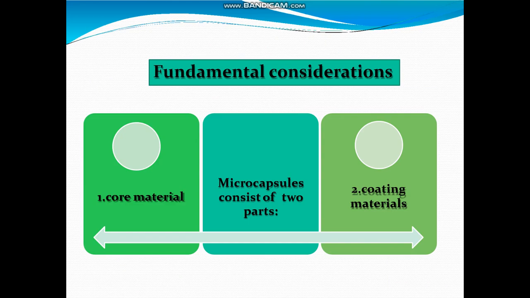Now coming to the fundamental considerations. As we have already discussed, a microcapsule consists of two parts: one is the core material and the second is the coating material. When you are going to design or produce a microcapsule, it will contain these two parts. In simple words, the core material is inside, and the coating material is outside, which is the shell.